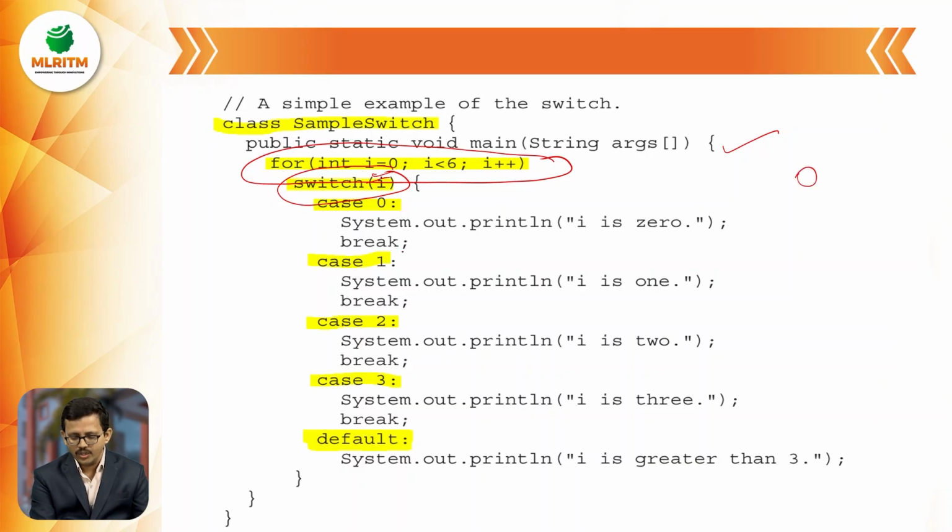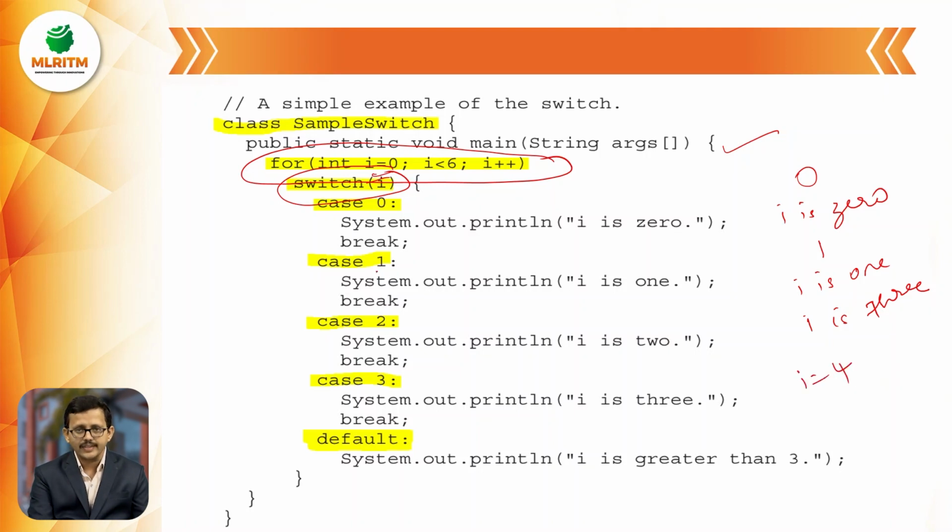What is case 0? i is 0. Then i less than 6, i plus plus. So value is incremented to 1. It is 1. What is 1? i is 1. Okay. Next, in the similar way, we are going up to 3 here. i is 3. Okay. Then here i is less than 6. That means it can be iterated again. So the i value became 4.